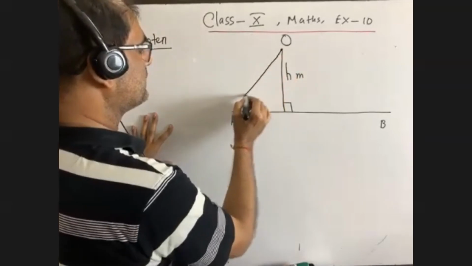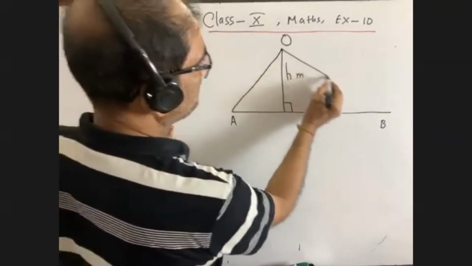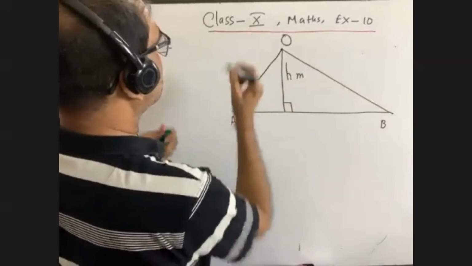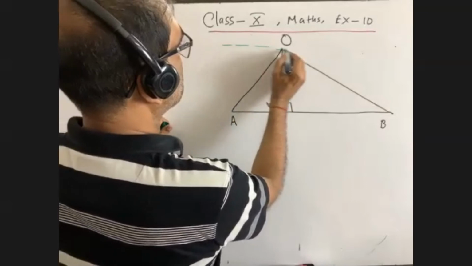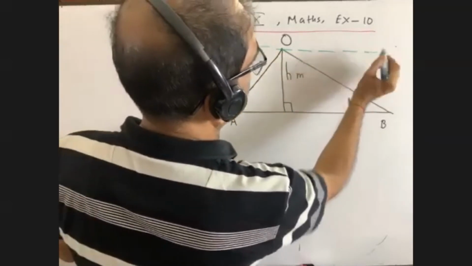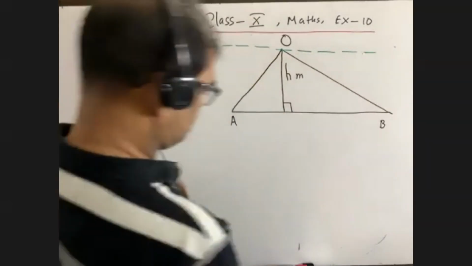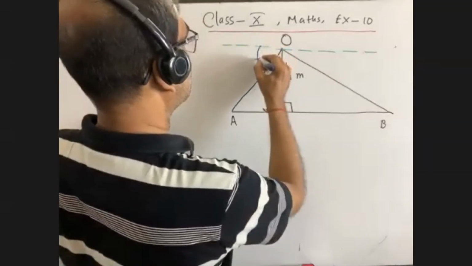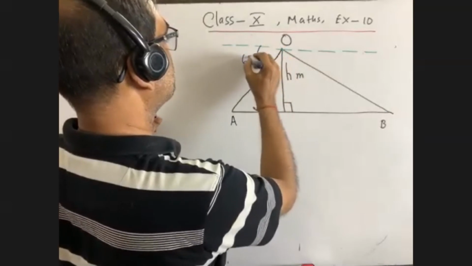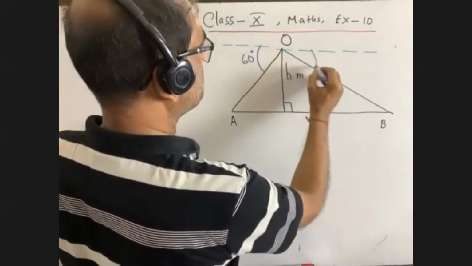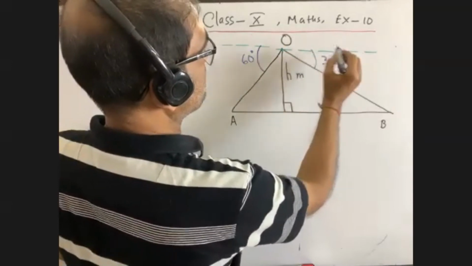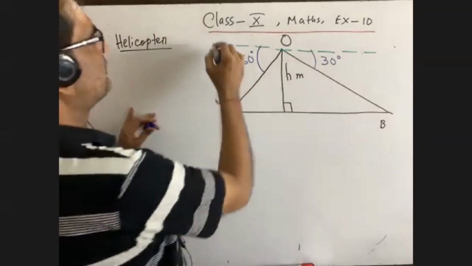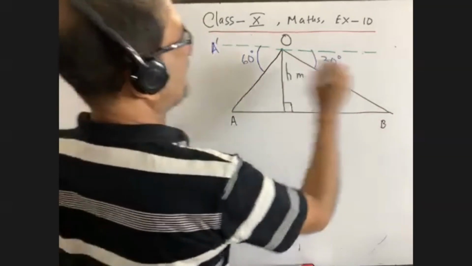In this manner, you see, that is the angle of depression. Please see what I'm going to write down. This is the angle of depression, which is 60 degrees. This is the angle of depression, which is 30 degrees. Okay, please try to understand. And we can name it A prime and B prime.